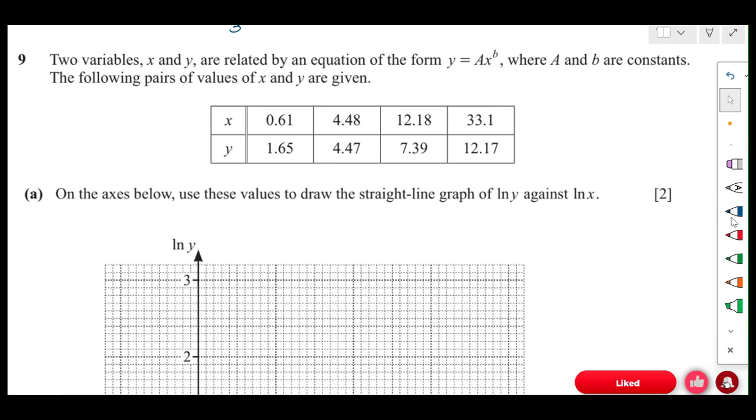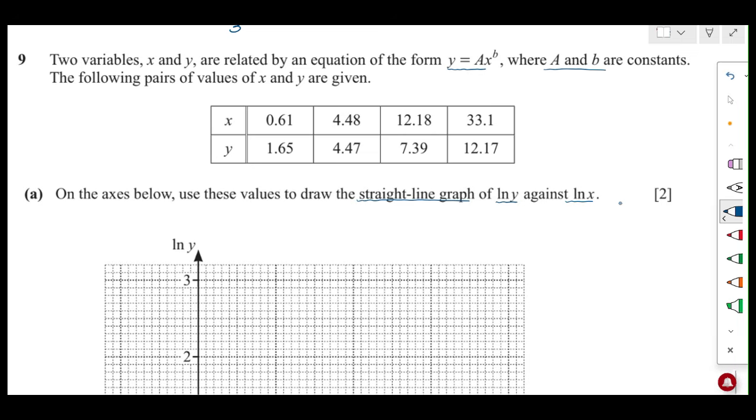Now question number 9. Two variables x and y are related by the equation in the form y equals a x power b, where a and b are constants. The following pairs of values of x and y are given. There are 4 values for x and y. Part A, on the axes below, use these values to draw the straight line graph of ln y against ln x.